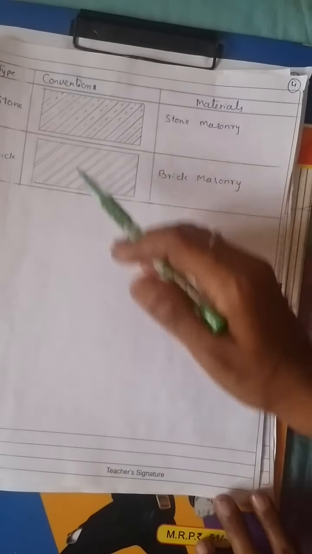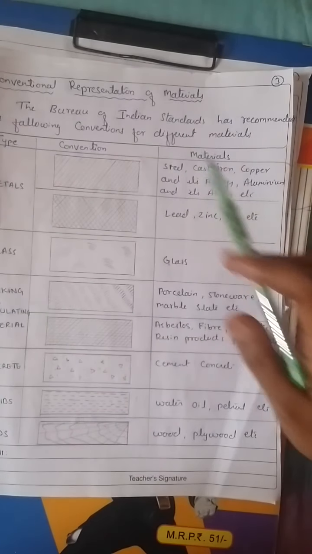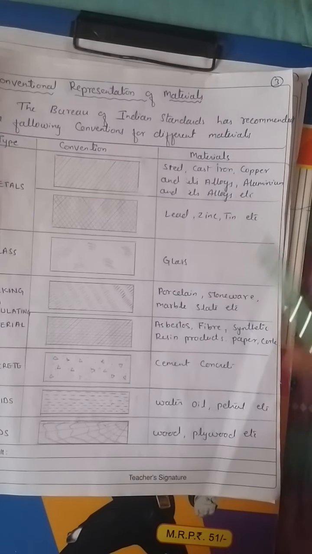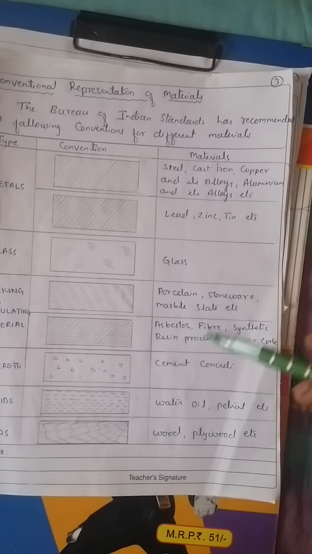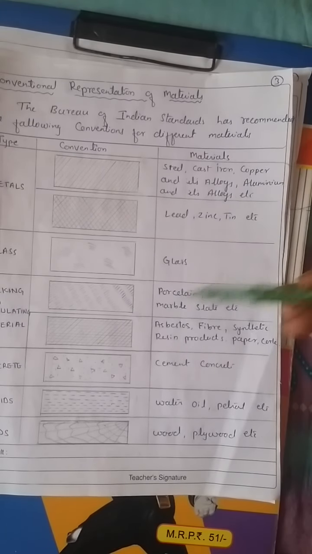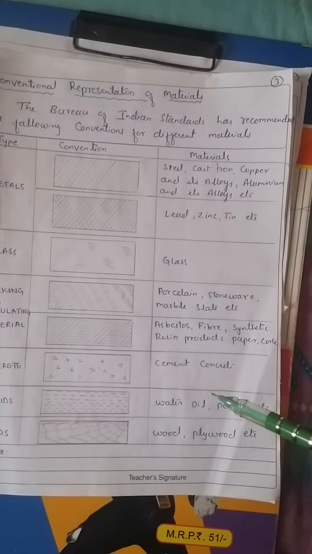So these are the conventional representations of the material as per the BIS, the Bureau of Indian Standards. We have to make use of this hatching when highlighting these materials in the drawing sheets. So this is all about the types of lines, title block and the conventional representations.